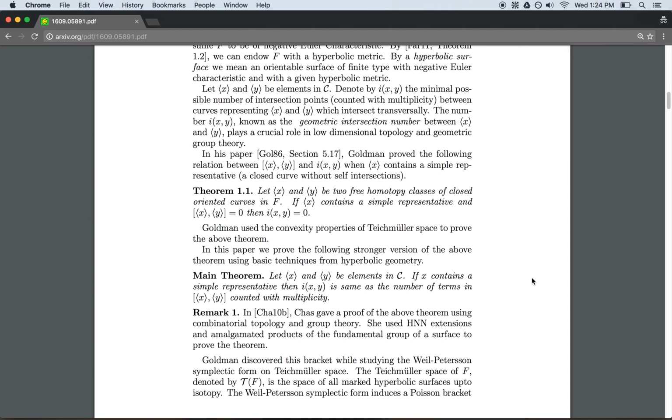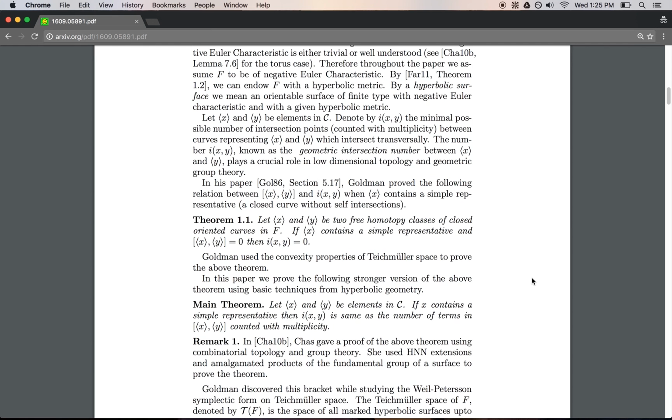In his paper, Goldman, in 1986, section 5.17, proved the following relation between the Goldman bracket of angle bracket x and y and I of x, y, where angle bracket x contains a simple representative, a closed curve without self-intersections. Theorem 1.1.